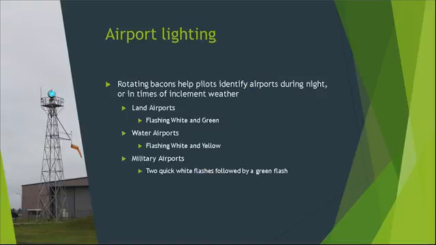Airport lighting. Rotating beacons are used at all airports to help identify them at night or in times of inclement weather. Land airports use flashing white and green beacons. Water airports will use flashing white and yellow beacons. Military airports will use two quick flashing white lights followed by a green flash.